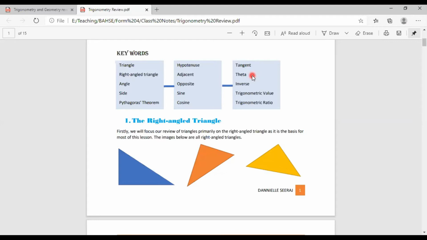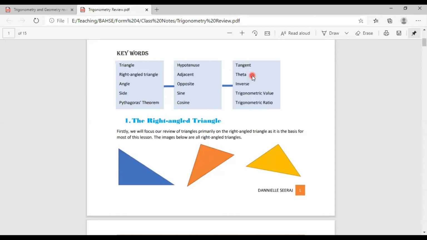Theta, which is that Greek symbol that looks like a zero with a line through it. Theta is not the only Greek letter we usually use in math. We also use alpha, we use theta. Sometimes you might find gamma here and there. They may use epsilon, but epsilon is more associated with sets. But just so you know, theta is the one that I use mainly in this document, so that's why theta is here. Inverse, because if a function exists, it should have an inverse function. And trigonometric values and trigonometric ratios.